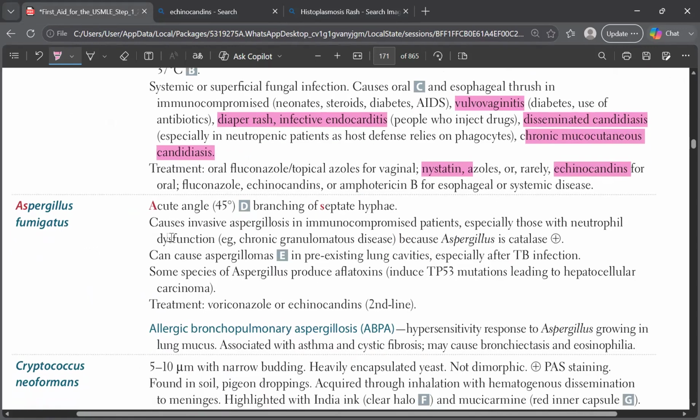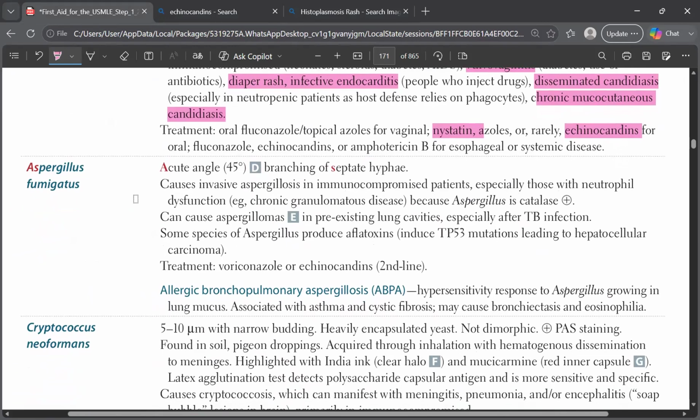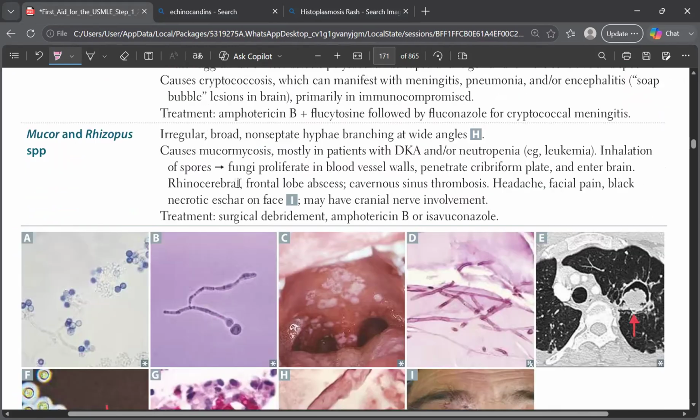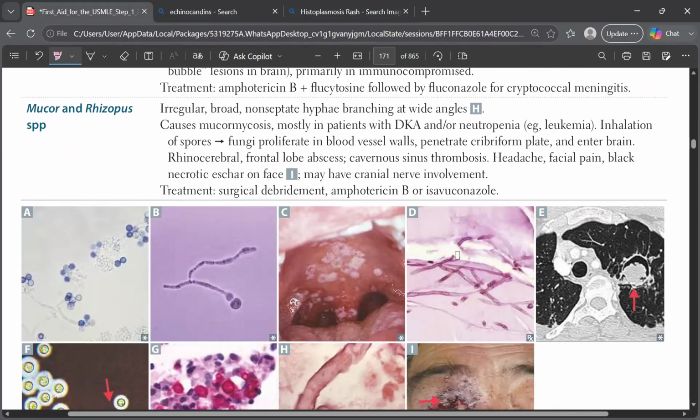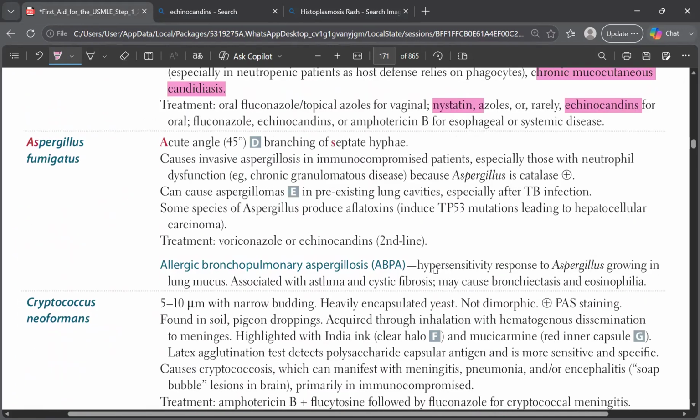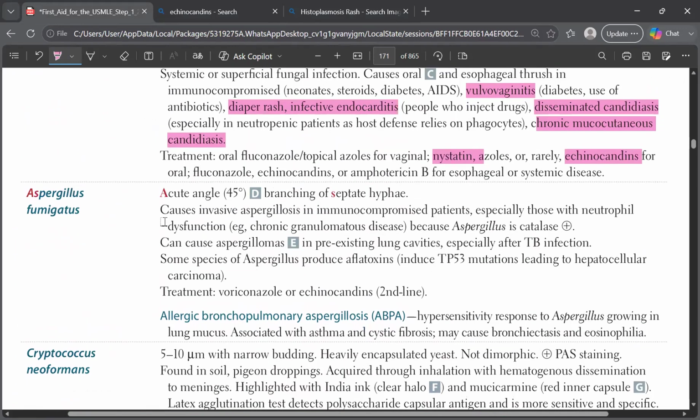The next is Aspergillus fumigatus. The A is for acute angle of 45 degrees of branching of septate hyphae, as shown in this picture, which is an acute angle septation of the hyphae. It causes invasive aspergillosis in immunocompromised patients, especially those with neutrophil dysfunction.